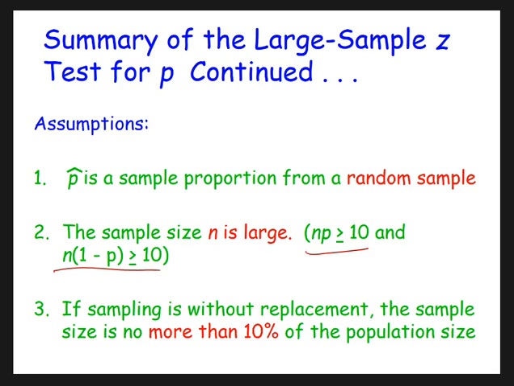And the sample is either done with replacement, or if it's done without replacement, the sample size is no more than 10%. The no should be highlighted there as well. It is no more than 10% of the population. So the population is at least 10 times the size of our sample.